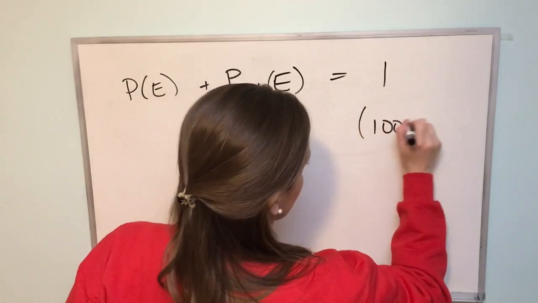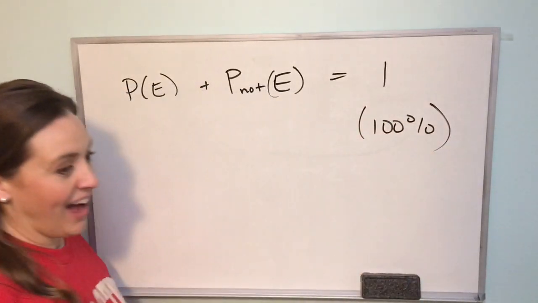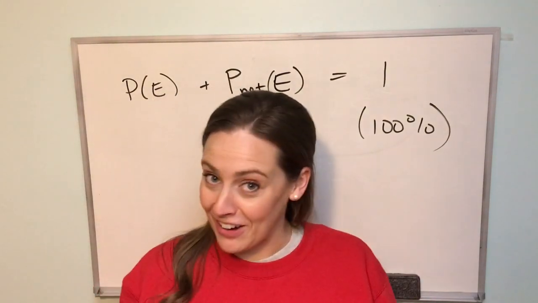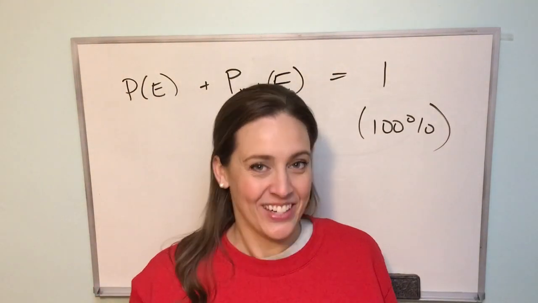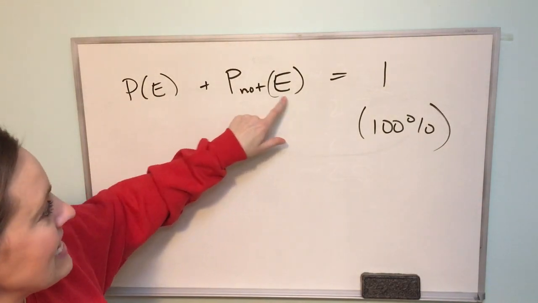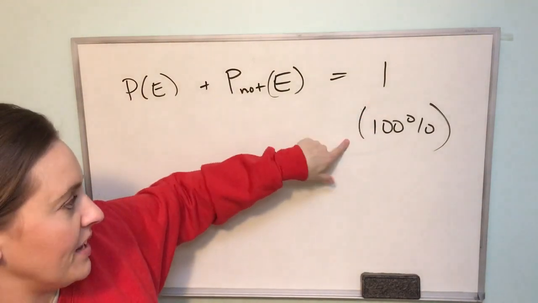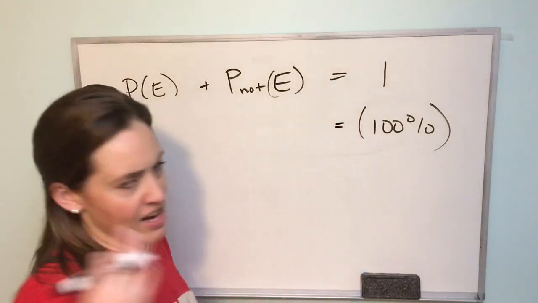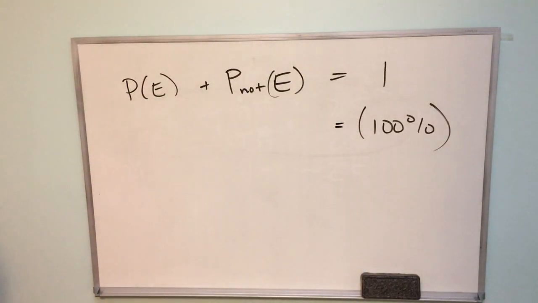It's kind of like saying it's 100%, right? 100% of the time something either happens or it doesn't happen. So the probability that something happens plus the probability that it doesn't happen will equal 1, or equal 100% if you'd like to think about it that way. So in number 7, what is the probability of not having a result of 3 tails when flipping 3 coins?